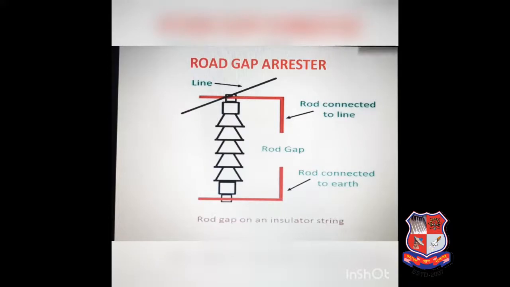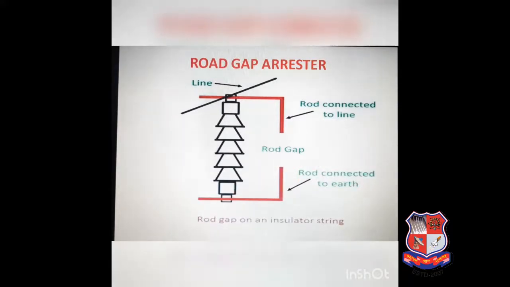This is the figure of the rod gap arrestor which is connected across the bushing of the transformer. So first we will understand the construction of this rod gap arrestor. It is the simplest form of arrestor. It consists of 2 rods. These are the 2 rods, 1 and 2. 1.5 cm diameter rods which are bent at right angle with a gap. This is the gap in between the 2 rods as shown in the figure. One rod is connected to the line and another rod is connected to the earth.